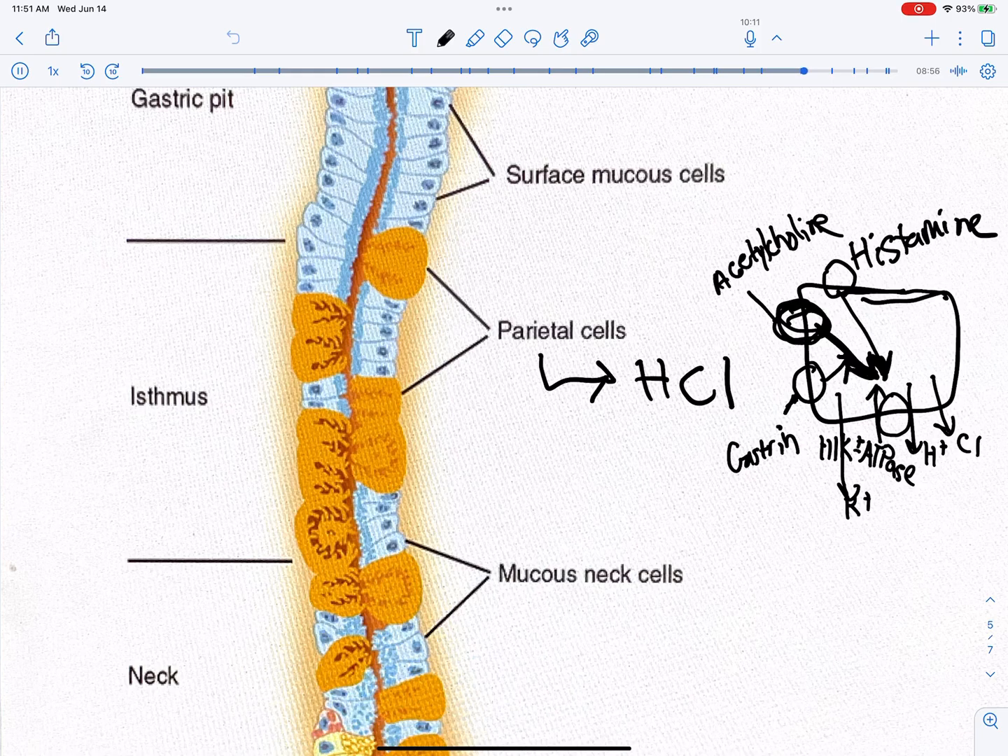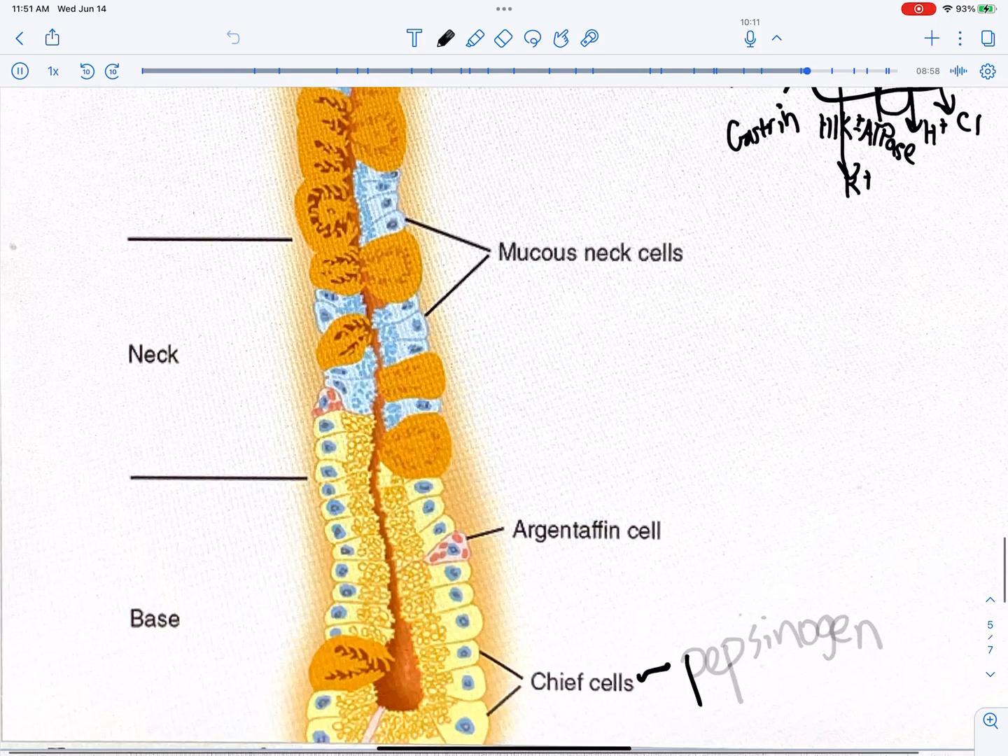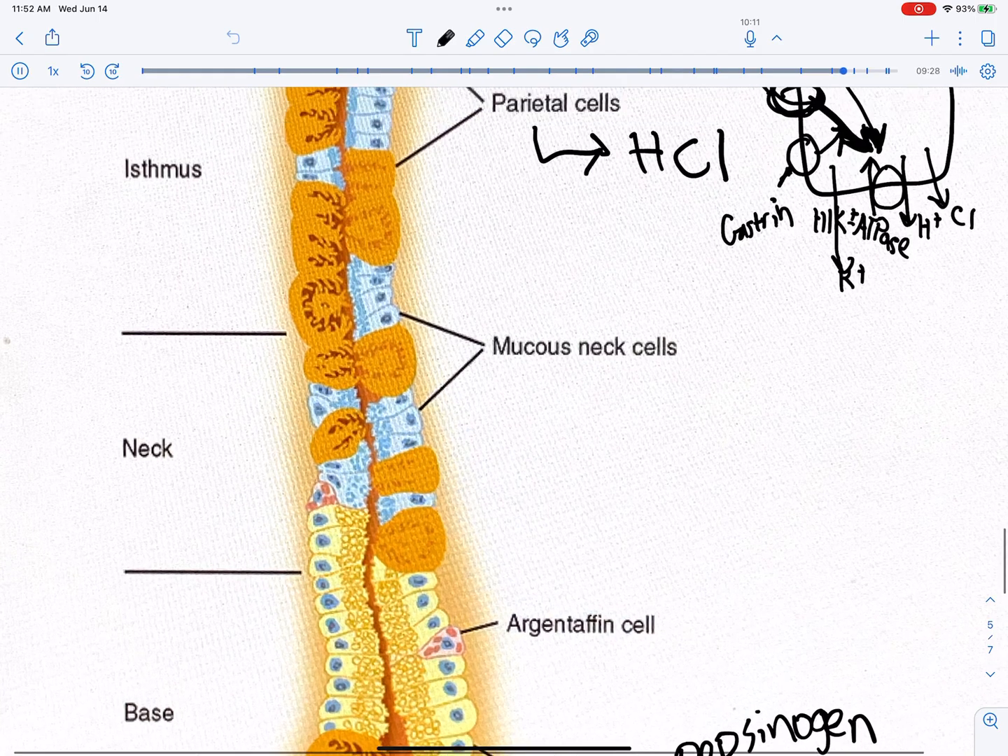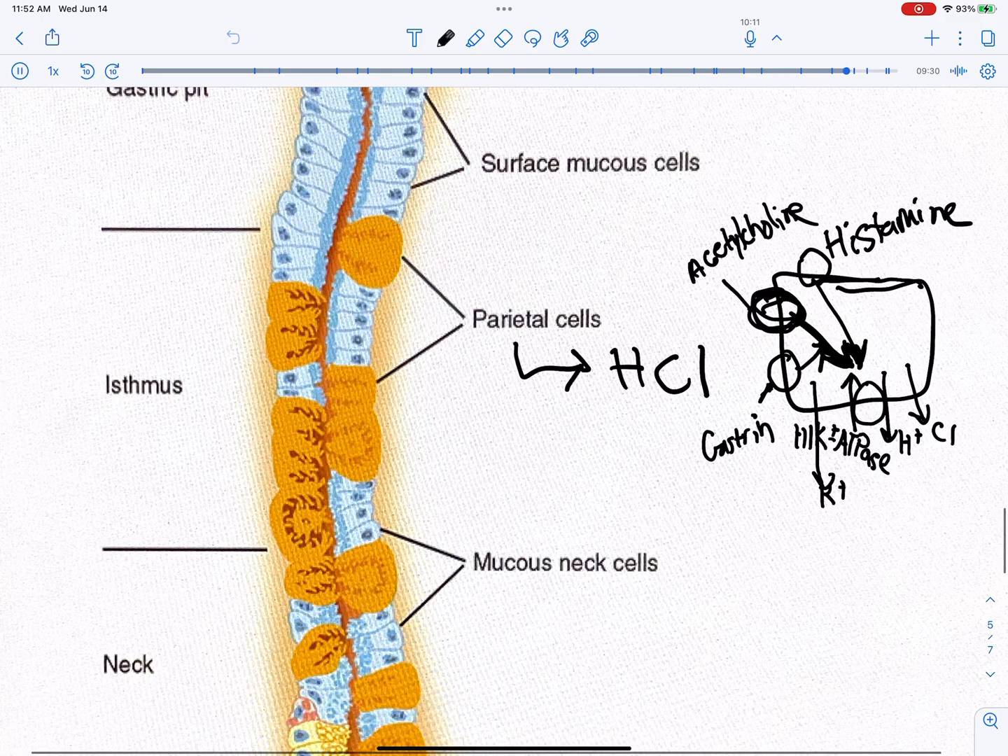Another secretion by the chief cells here is a secretion called pepsinogen, and once activated, it becomes pepsin, which helps break down proteins, and it's basically activated again by acid in the stomach. Additionally, somatostatin basically puts the brakes on acid secretion. It will suppress acid secretion once the pH becomes a certain level.